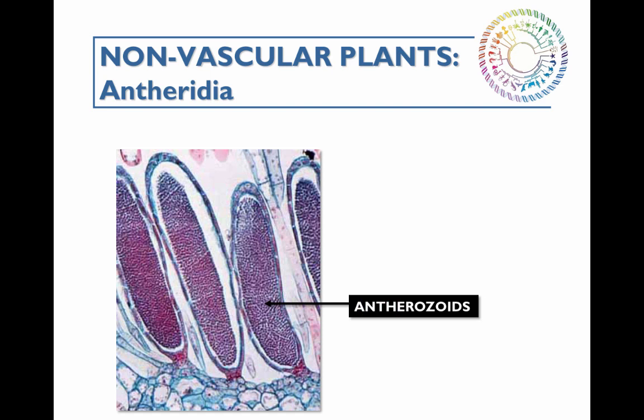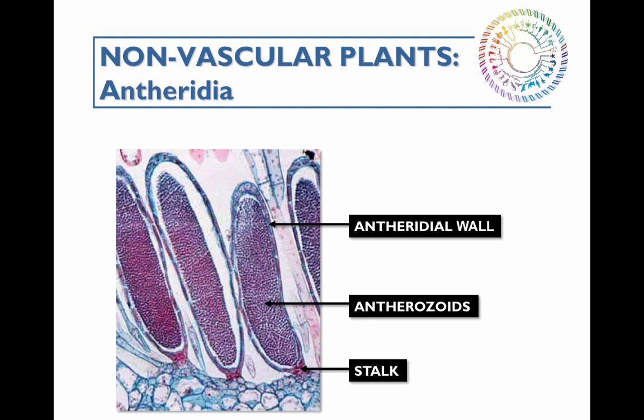So in this diagram, in this photograph, all the tiny little dots inside are the antherozoids, or the sperm cells, surrounded by the antheridial wall. And down at the bottom there's a short stalk. So antheridia are actually very, very simple structures. We're going to be looking at plant after plant after plant which has a very similar looking antheridium. So you should be able to identify an antheridium really very easily.